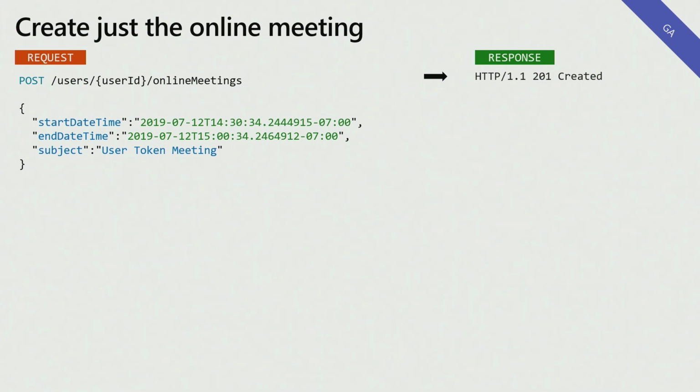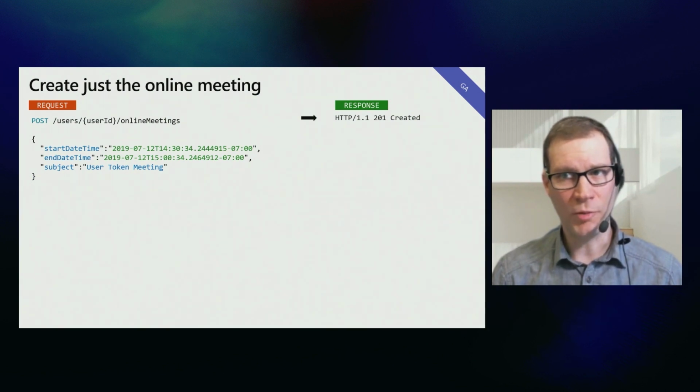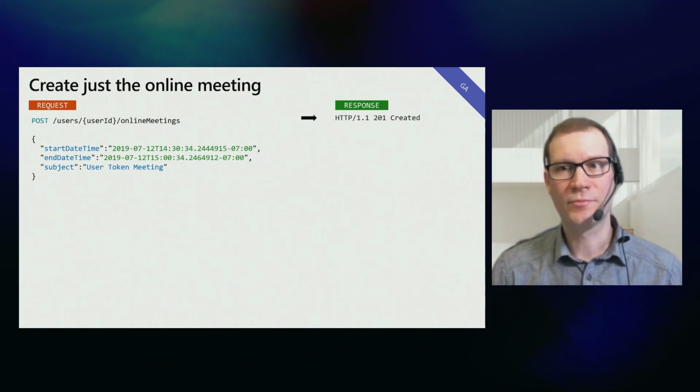It's also possible to create just a raw online meeting without the corresponding calendar event. And if you do that, you do POST /users/{id}/onlineMeetings. You get to pass in less information because there's just less there. You only need the start time and the end time and a subject. And what you get back is essentially a raw meeting without any calendar representation. It doesn't show up on anyone's calendar. It's just the meeting link.